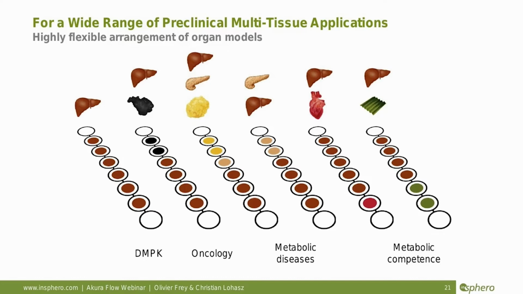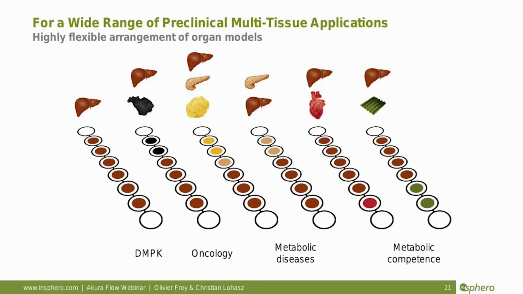We can go into metabolic disease modeling, where we combine the pancreas and the liver, or even add the fats and look at the interaction of these organs, which are central in the metabolic syndrome. Or we can look at oncological questions, where we combine the tumor microtissues and the liver microtissues.